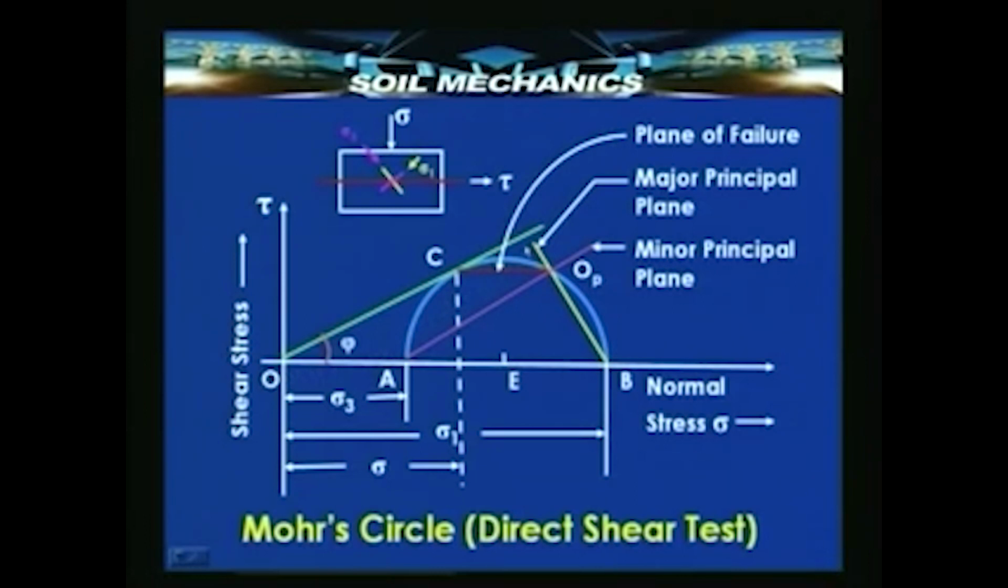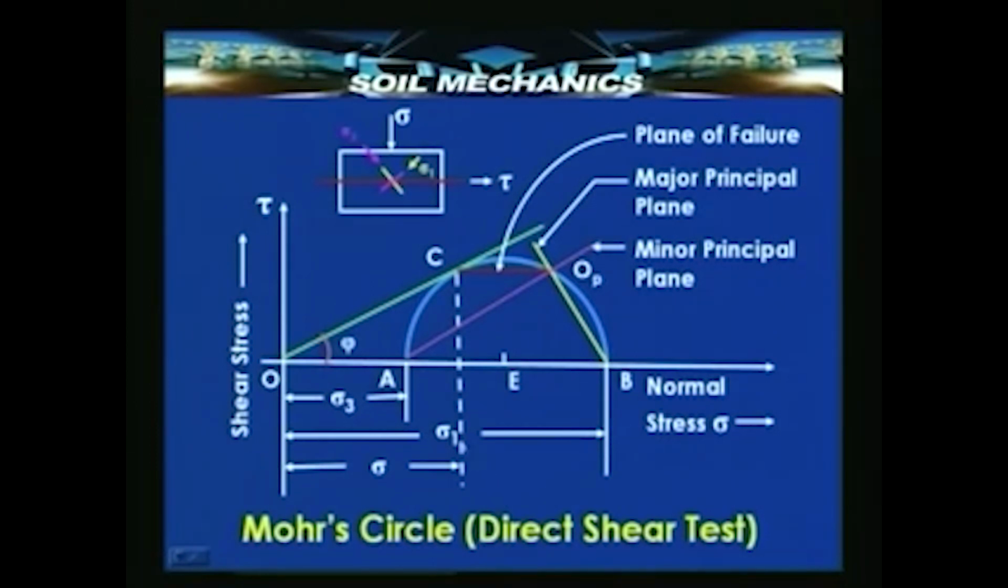Now, if this is the envelope and if this is the Mohr circle, obviously, the major principal stress will be OB and minor principal stress will be OA. It is of interest to know what are their orientations. Magnitudes are available now from the Mohr circle plot. Now, what are their orientations?